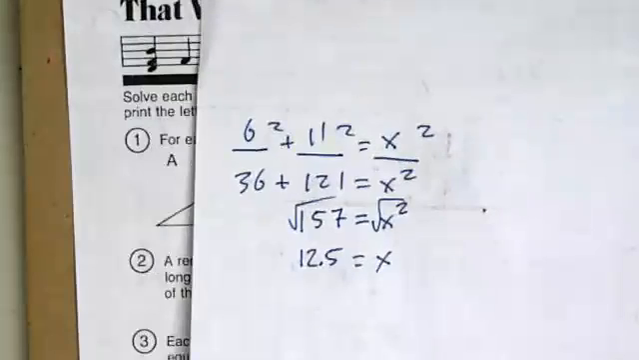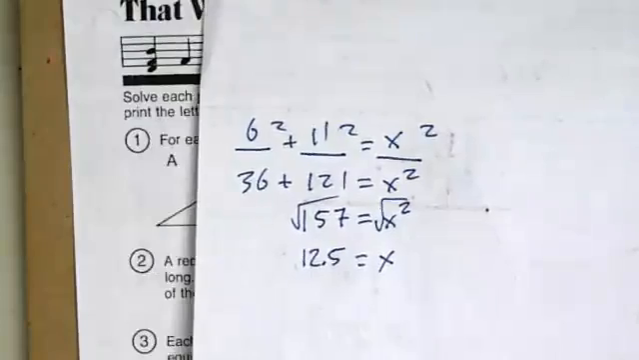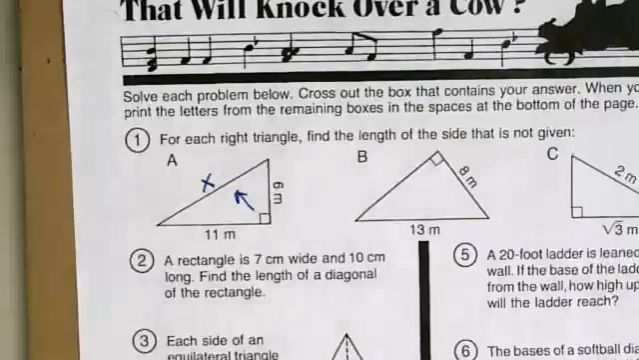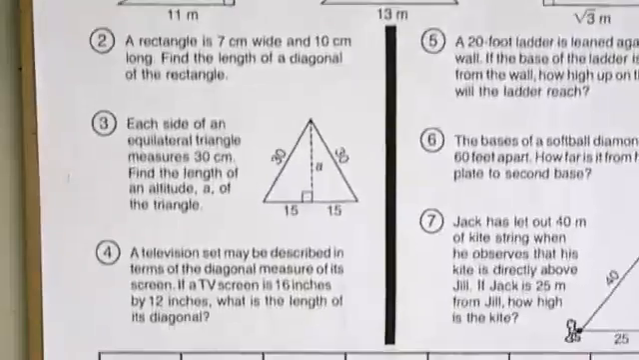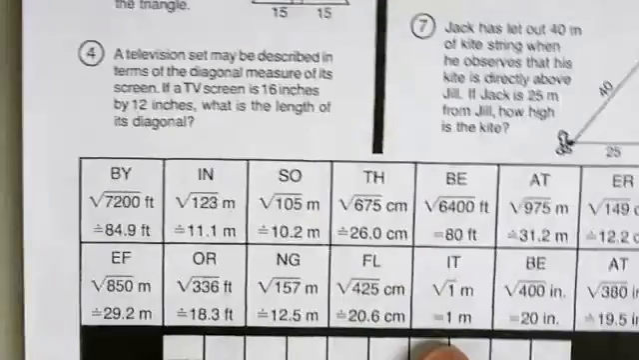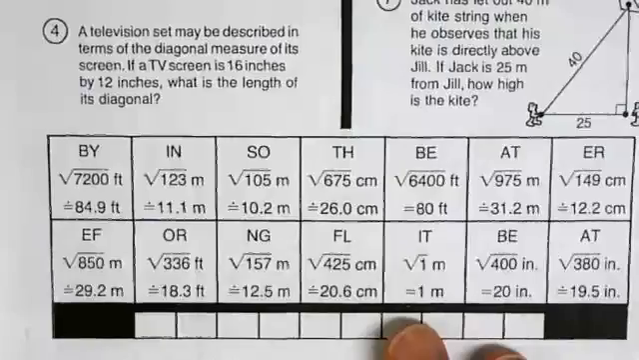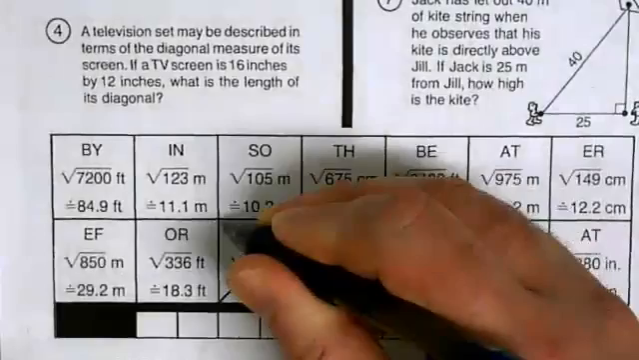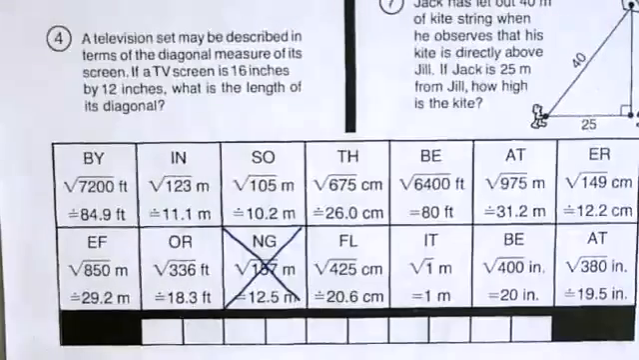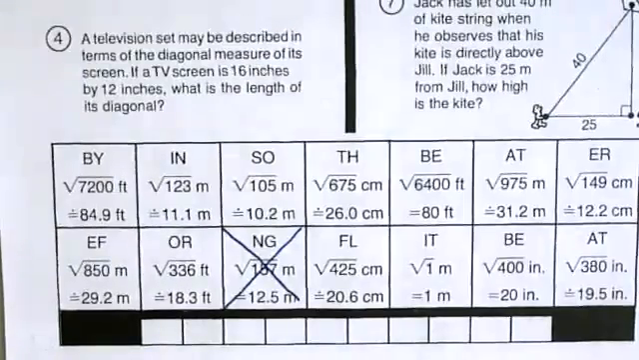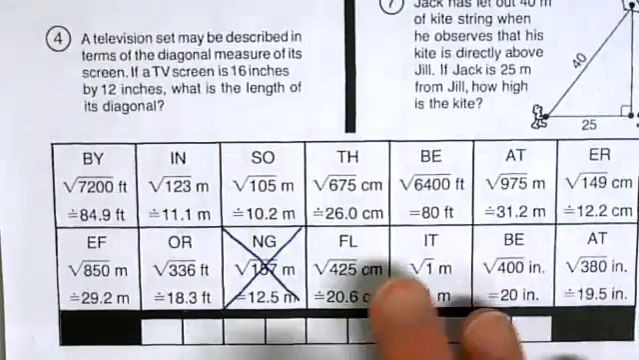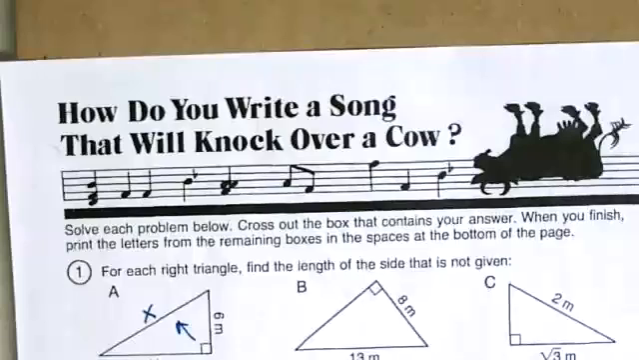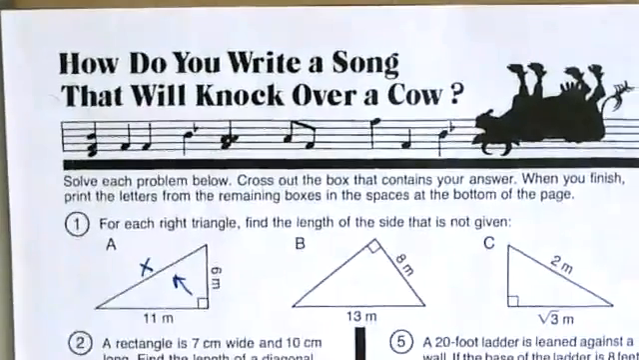Now, when you get an answer on this sheet, then you're going to cross it off down below. So I'm looking for 12.5 down here. Oh, there it is. So cross this off. Now you've got 7 problems on there, so you'll end up crossing off 7 of those boxes. And then whatever box remains will give you the answer to the riddle. The answer to the riddle is, how do you write a song that will knock over a cow?